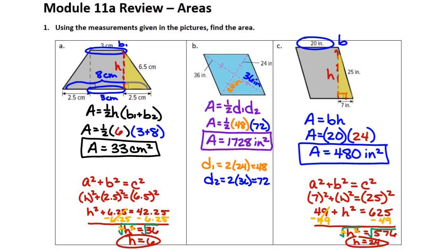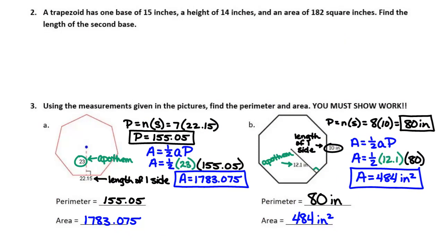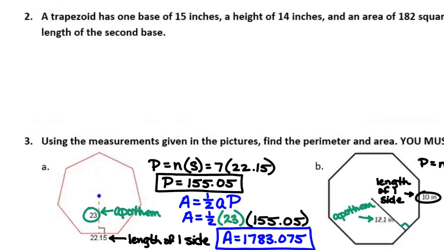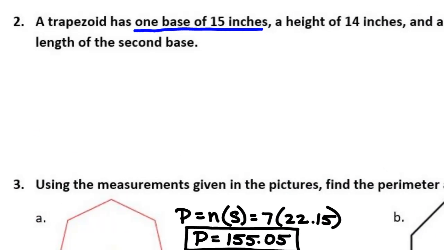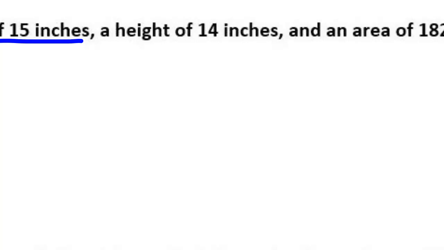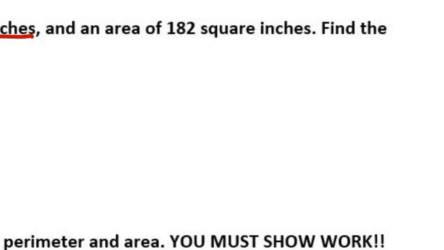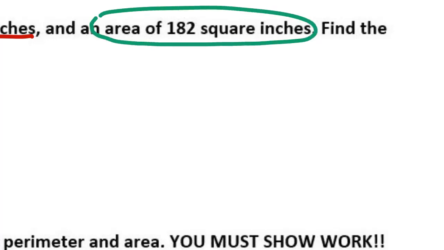All right, we have 7 minutes left, which is enough time for one more problem, unless it's really, really short. What else would you guys like to see? Number 2? Absolutely. A trapezoid has one base of 15 inches, a height of 14 inches, and an area of 182 square inches. Find the length of the second base.